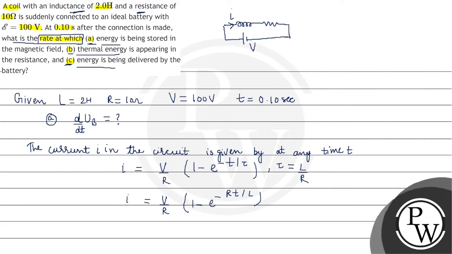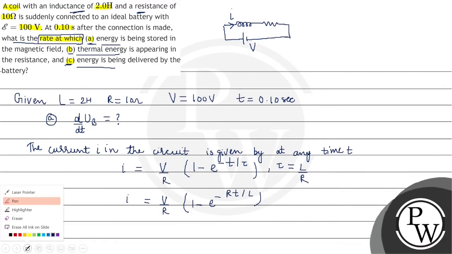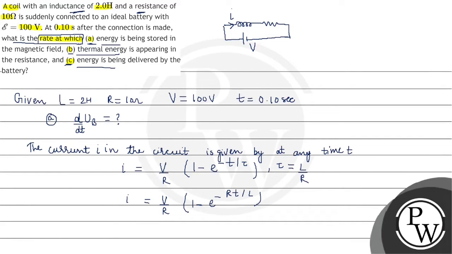Now in part A we have to calculate the rate at which energy is being stored in the magnetic field. So firstly we see what the energy stored in the magnetic field is, then we find its rate. The magnetic energy stored in the magnetic field, or we can say the energy stored in this inductor having inductance L which is 2 Henry and resistor having resistance R which is 10 ohm, is UB is equal to half L I square.